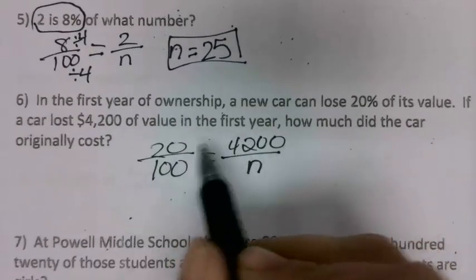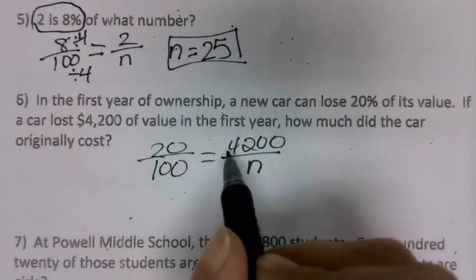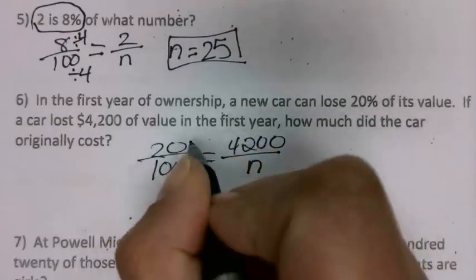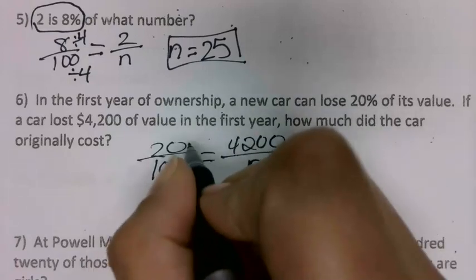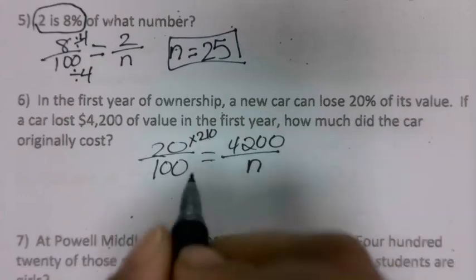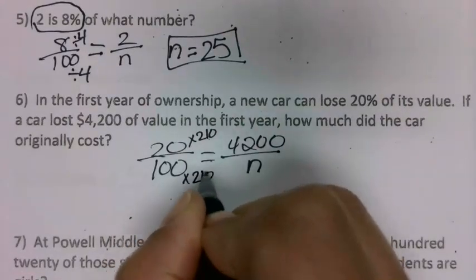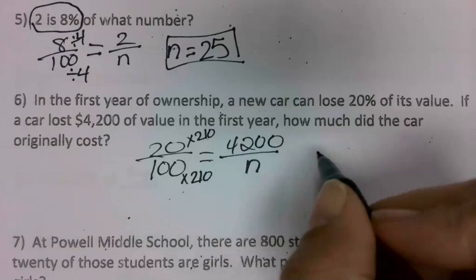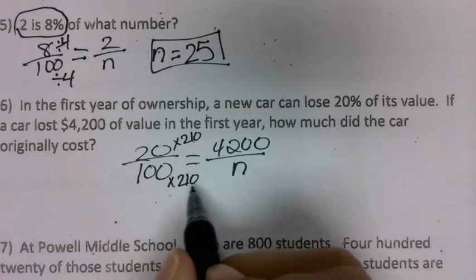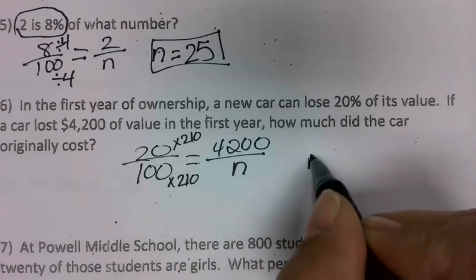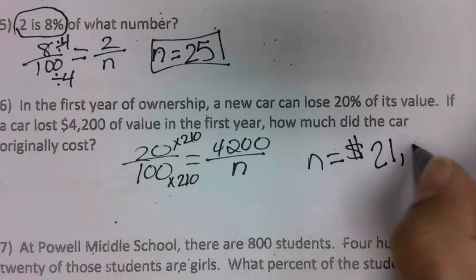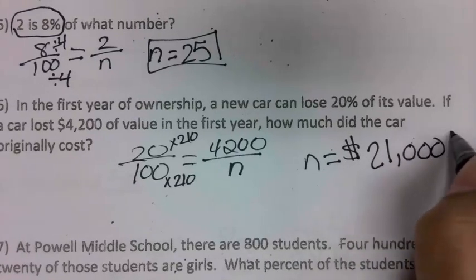I don't know offhand, so use your inverse operation. 4,200 divided by 20. I'm going to put that into the calculator. That's going to give me 210. So 20 times 210 is going to give me 4,200. Do the same thing to my denominator. So that would tell me 100 times 210, which means I just add 2 zeros at the end, means that the total cost of the car was $21,000.